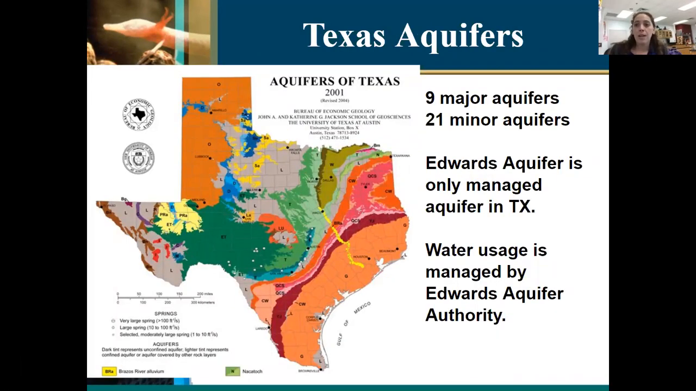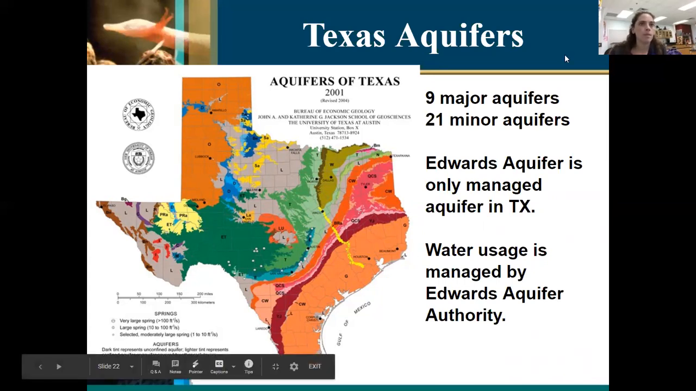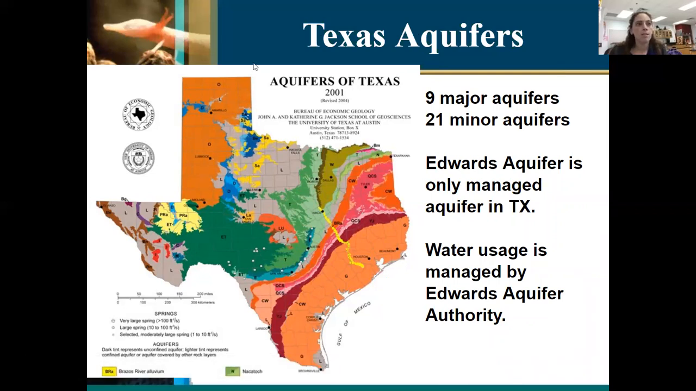In Texas, we do have lots of aquifers. There are 9 major aquifers and 21 minor. The Edwards Aquifer is the only one that is currently managed, and where the amount of pumping is regulated. On this map, they show just the artesian zone. It's sort of this light blue area here. And then the largest one, the Ogallala, that's some of this orange area up top.